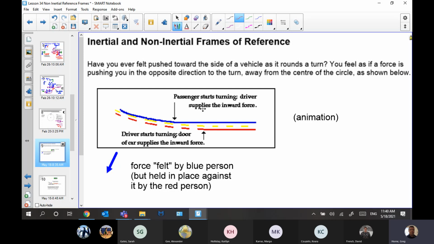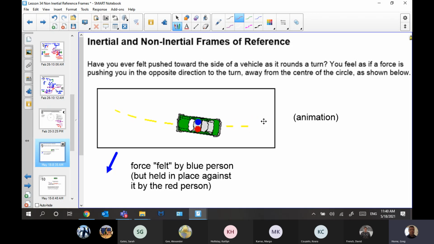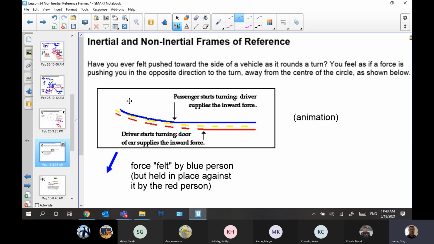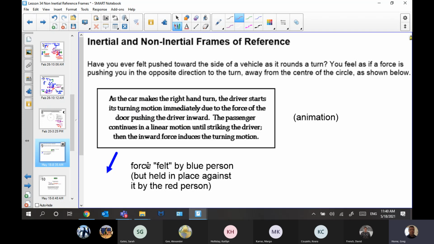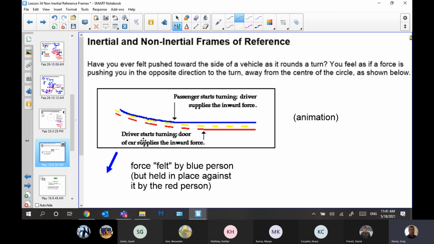So you want to visualize the blue person would just continue in straight motion, but ends up getting pushed in the circle by the red person. So you're driving along in a car and you turn really fast and you slide over, hit the person beside you if you didn't have your seatbelt on, I guess. No one does that anymore anyways, but that's the idea, right? So the blue person would feel like they're getting thrown outwards, okay? If you're turning a corner really hard, the blue person is going to feel thrown outwards right about now. And then they get held in place by the red person.